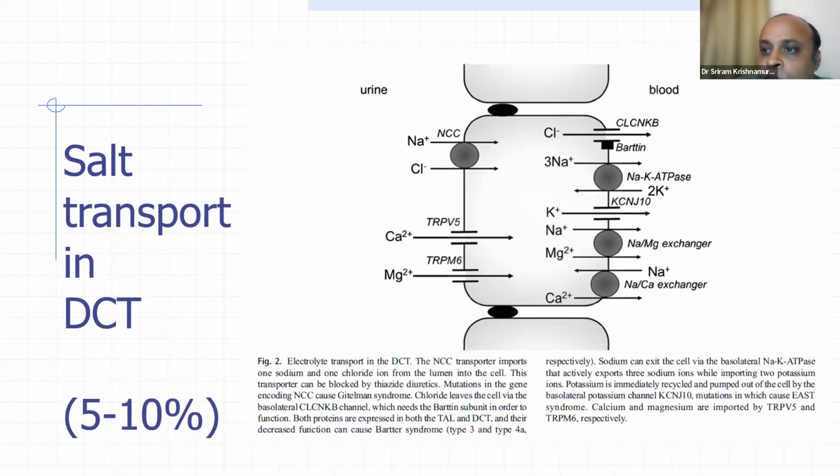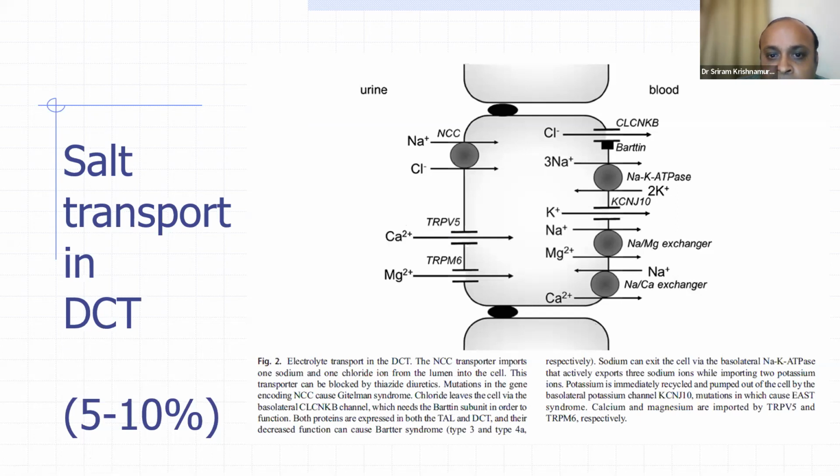Apart from the thick ascending limb of loop of Henle, salt transport also occurs in the DCT, to the extent of about 5 to 10%. The main channel here is the sodium chloride co-transporter on the luminal side. And you also have the CLCNKB here, along with the Barttin. The same sodium potassium ATPase is there also. And you have a sodium magnesium exchanger and a sodium calcium exchanger. In addition, calcium and magnesium are actively reabsorbed through the TRPV6 and the TRPM6 channels respectively.